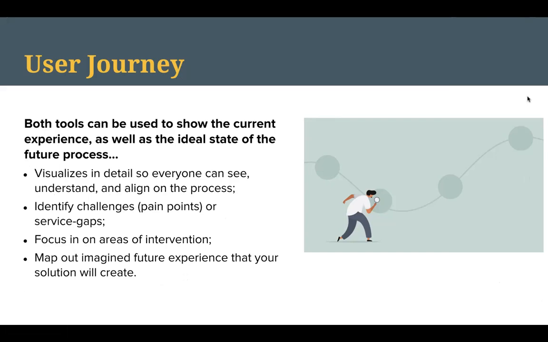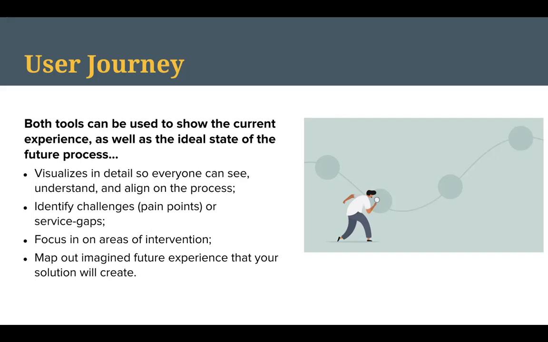And so both tools can be used for essentially two different cases. One way is showing the current experience. So that's if there's a product or service that currently exists, you can map out that entire process as it is. You can also use a journey map or a process map to map out the ideal future state of the process. And so this is the imagined future state once your idea is out and living in the world. And so one is realistic, one is ideal, and they both serve different purposes.